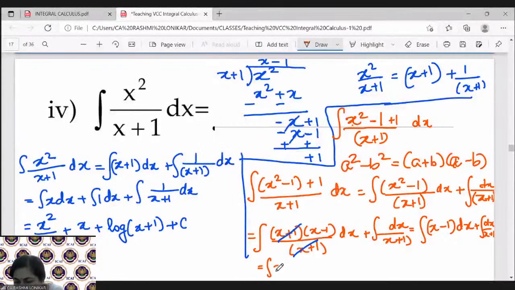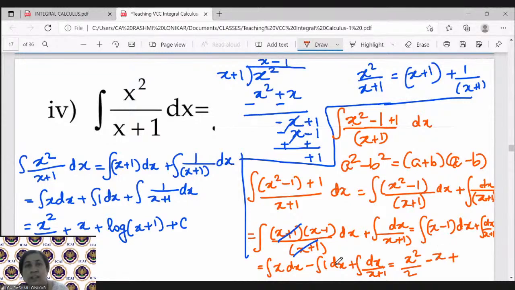It is equal to integral of x dx minus integral of 1 dx plus integral of dx upon x plus 1, which is going to give me x square upon 2. Integral of x is x square upon 2. Integral of 1 is x, so this is minus x. And what is integral of 1 upon x plus 1? It is log of x plus 1 plus c. Can you appreciate that?